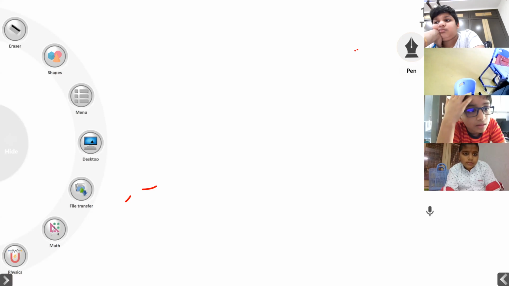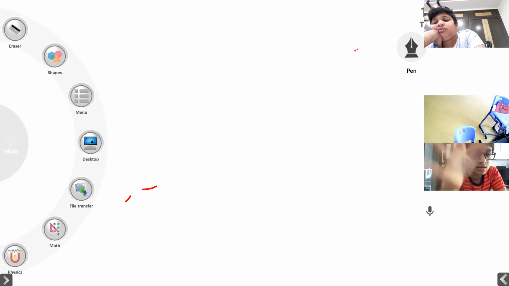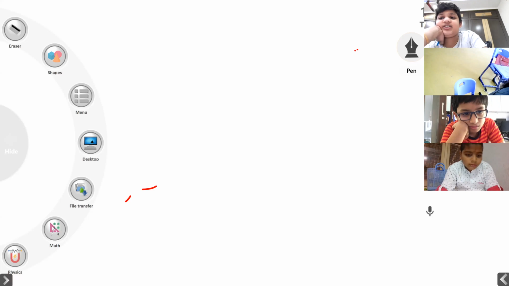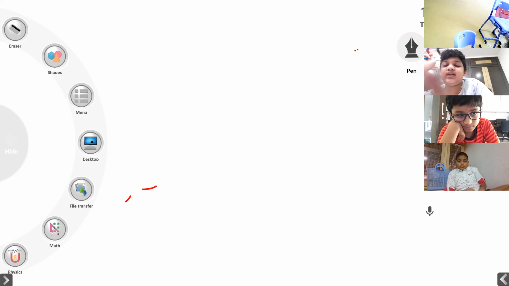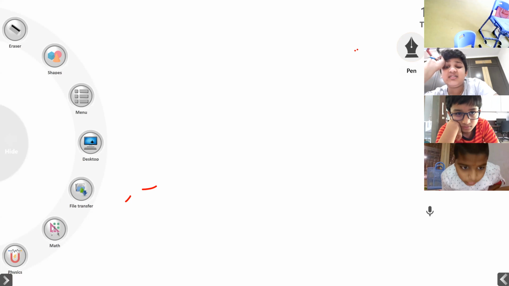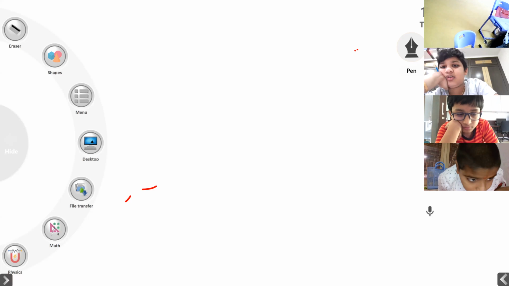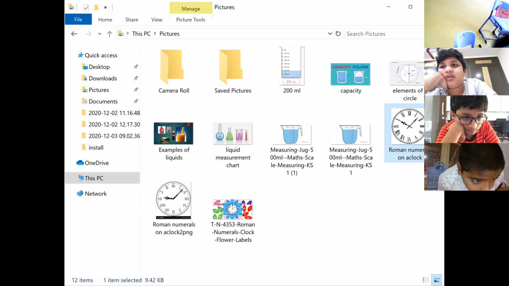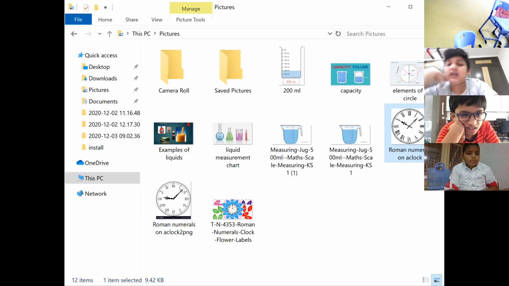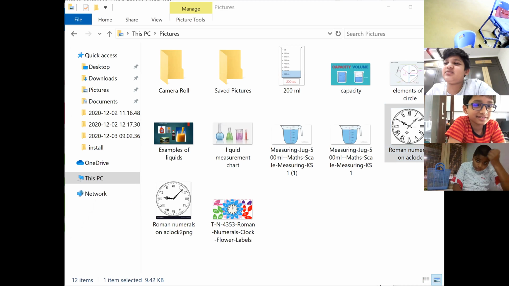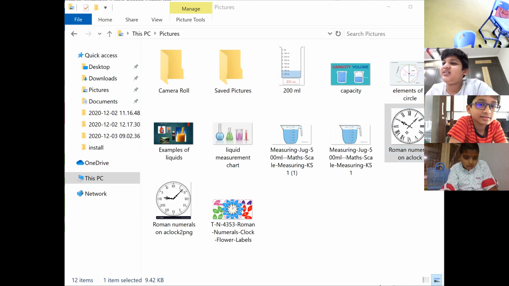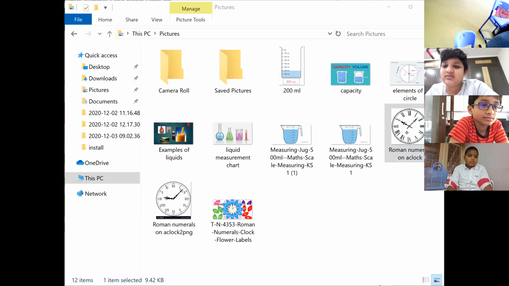Can you see something here, Pranav? No? Ma'am, we cannot see anything. Okay. Only we can see the scratches. Now you can see. Wait a minute. Now we can see. Look at this, not that one. You can see a clock here made with some Roman numerals, right?